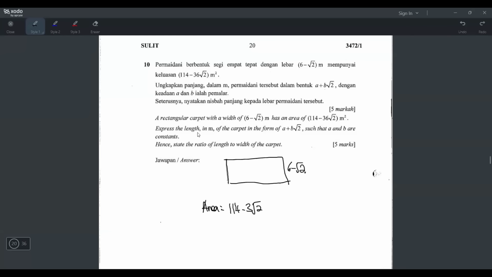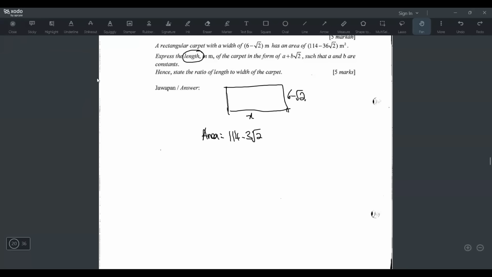They say express the length in meter of the carpet in the form of A plus B square root 2, such that A and B are constant. Hence, state the ratio of length to width of the carpet. So the first part of the question asks us to find length. Second part asks us to state ratio of length to width. First kita kena cari length dulu lah. Length is the panjang. So the length kita tak tahu. The length is from here to here. So let's call it x. So how do you find x? How do you find the length?